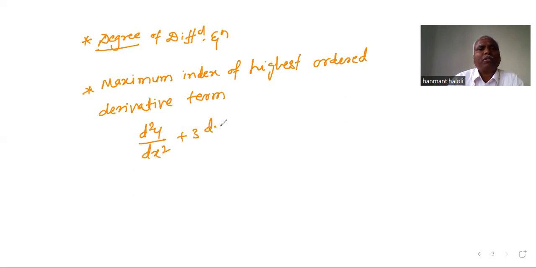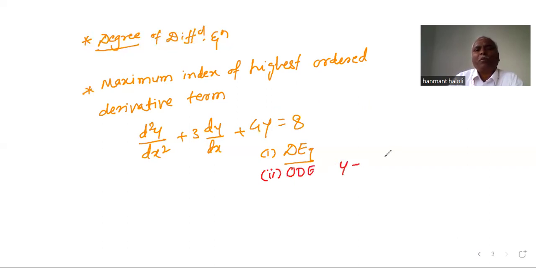Like this, suppose d2y upon dx square plus 3 dy by dx plus 4y equal to 8. Suppose this is one differential equation. Why is it called a differential equation? Because it contains derivatives. An equation containing derivatives, that's why we call it a differential equation. Second, why is it called an ordinary differential equation? Here y is the only dependent variable and x is the only one independent variable.